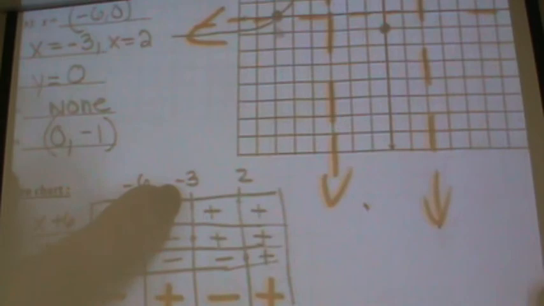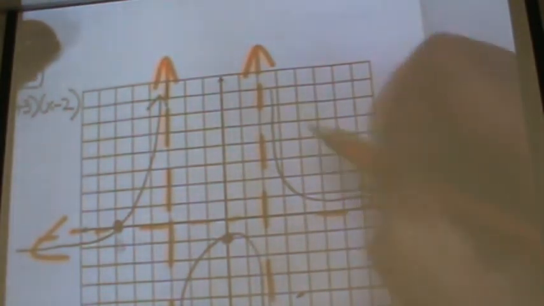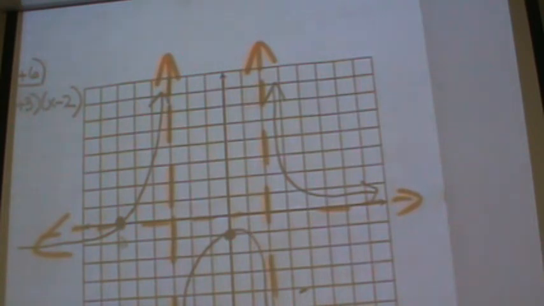From -3 to 2, it says we are negative. So what I would draw is like a parabola. I'd pick this up and shoot down here. And then from 2 to infinity, it says positive. I'm gonna draw something in this region. And that's your graph.